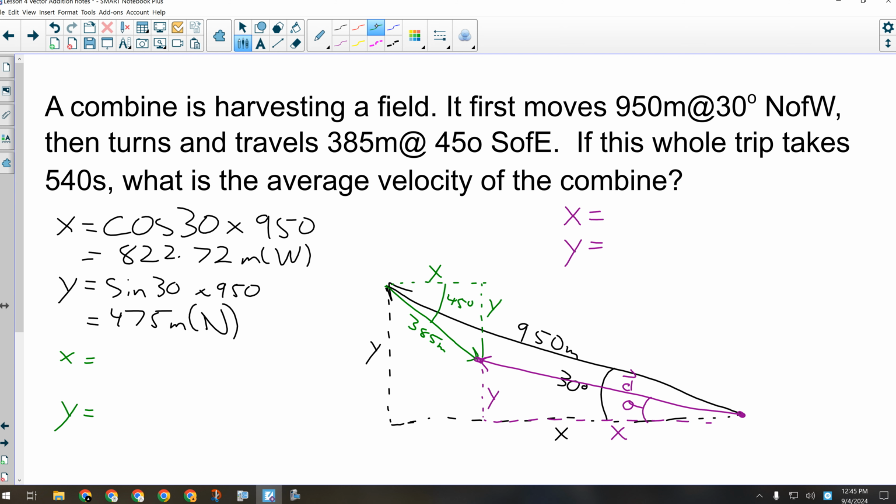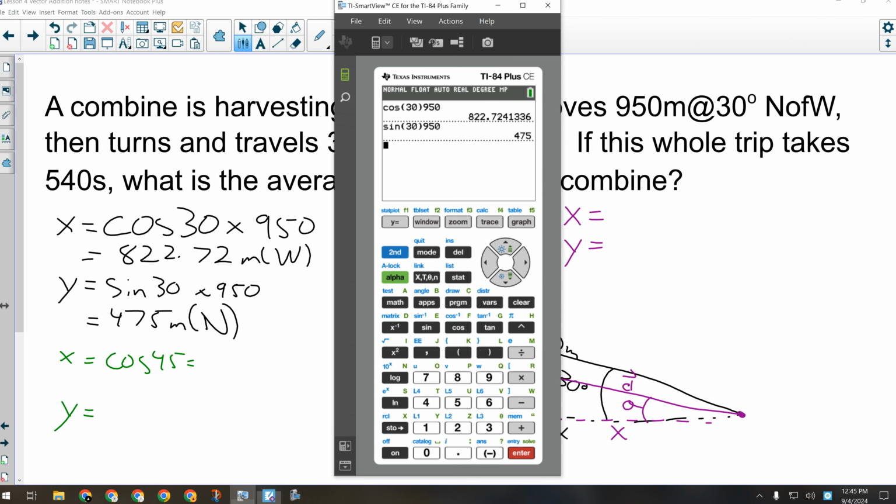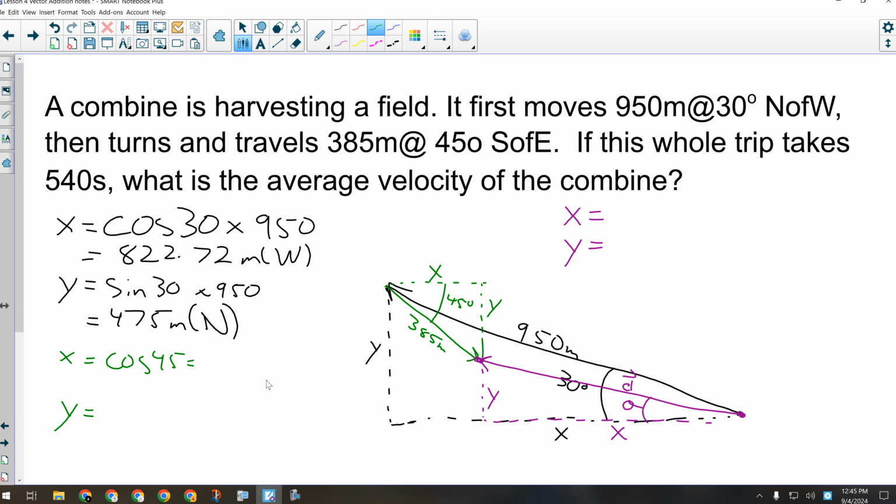Okay, for x, cos of 45, we'll figure out what it is, and then we'll just use that number again. So cos of 45 times, what was it? It was 385. All right, 272.24 meters, and that one is east. And then this one will be the same number because it's a 45-degree angle, so 272.24 meters, but this one will be south.